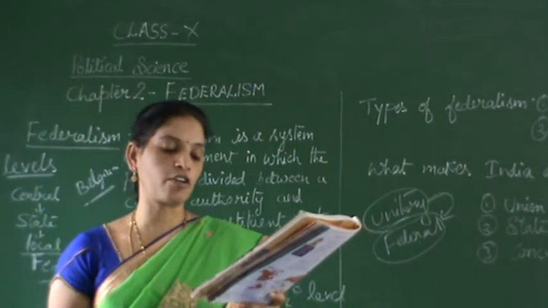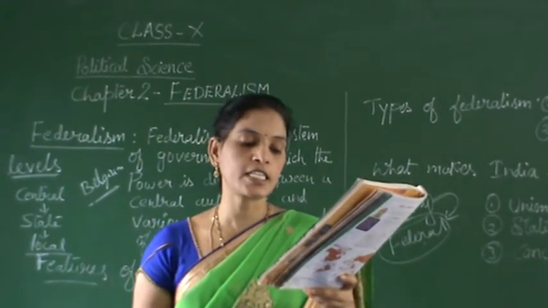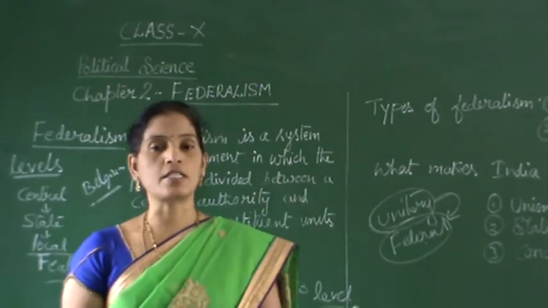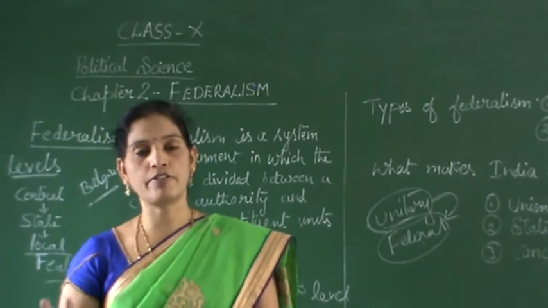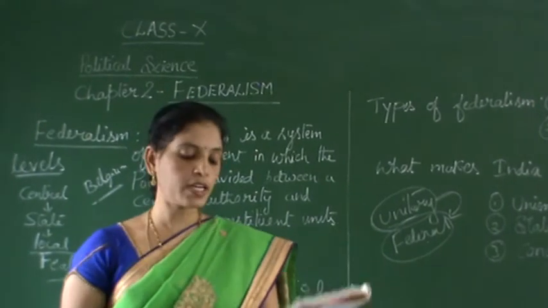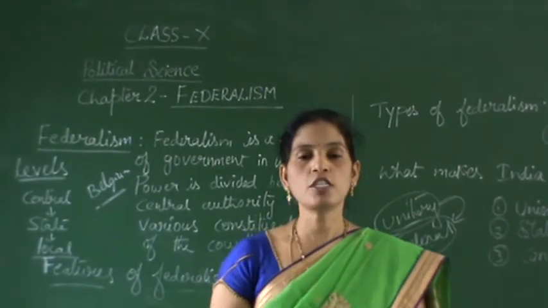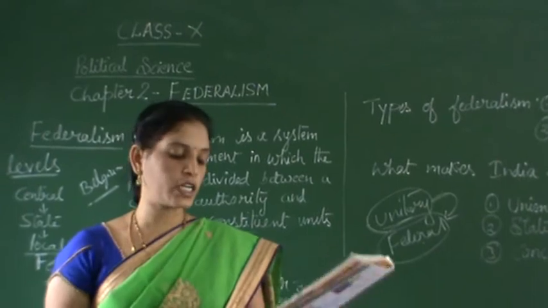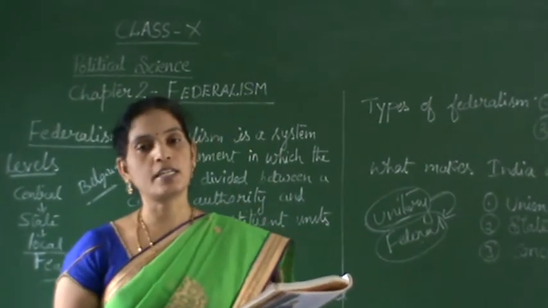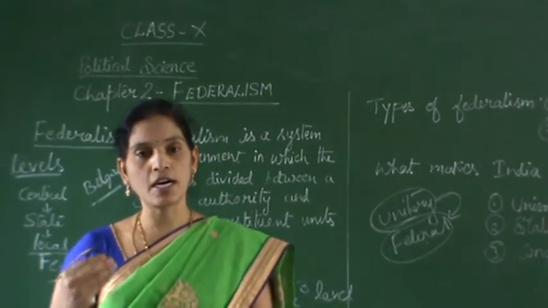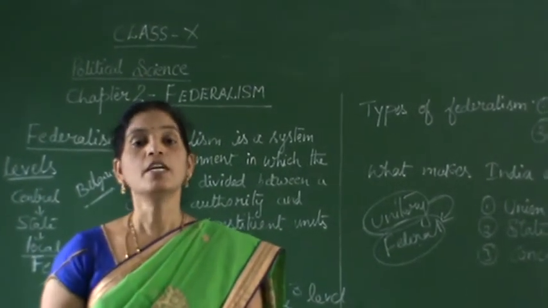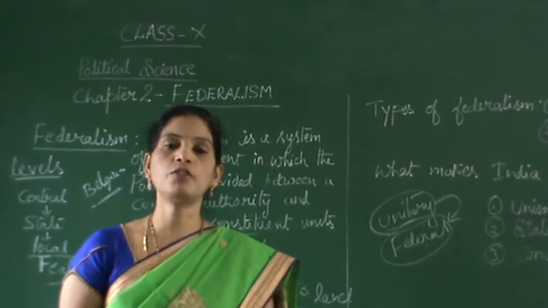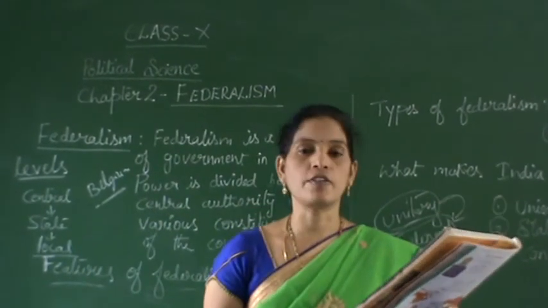Coming to the sixth feature of federalism: the sources of revenue for each level of the government are clearly specified to ensure its financial autonomy. The sources of revenue are clearly mentioned, including what sort of revenue sources will be delegated to whom. This is because to run and govern every country, we need a certain amount of revenue. So the revenue sources for different levels are clearly specified.